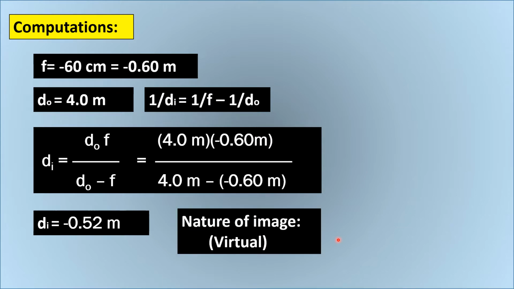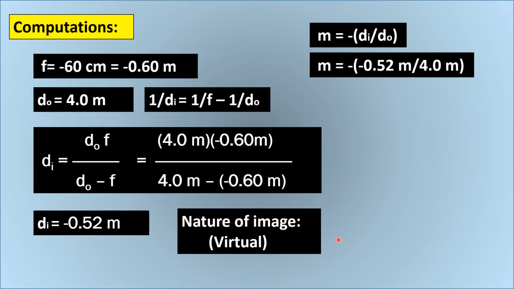Now, the next thing to calculate, of course, is the magnification m using the formula negative di over do. Substituting the value of the image distance, we have negative quantity negative 0.52 meters divided by 4 meters. Then again, simplifying this, we will have our magnification, which is 0.13.